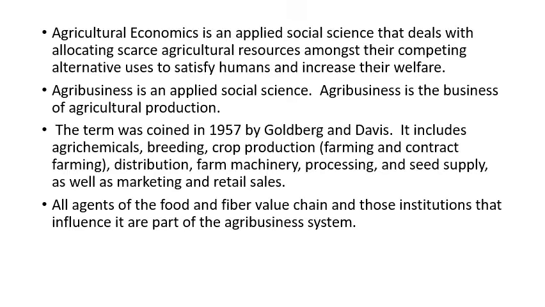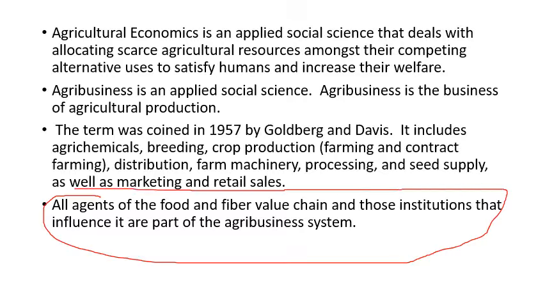Okay, so all agents of the food and the fiber value chain and those institutions that influence it are part of agribusiness. Here it is telling you that everything that deals with agriculture is considered agribusiness. As long as you aim at producing something, when you sell it you want to make money out of it, so you have to organize your business or activity, and you need to assume risk, which means accept risk, knowing that probably you can make money and probably you can lose money.